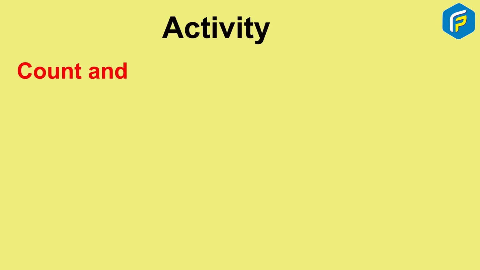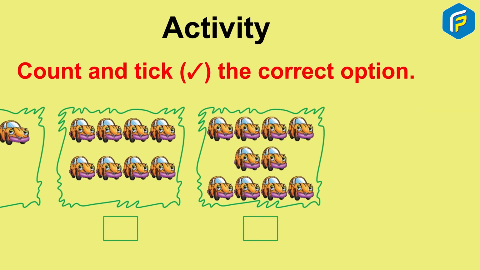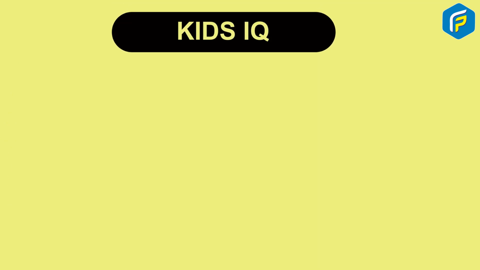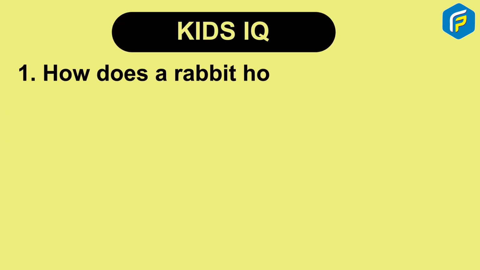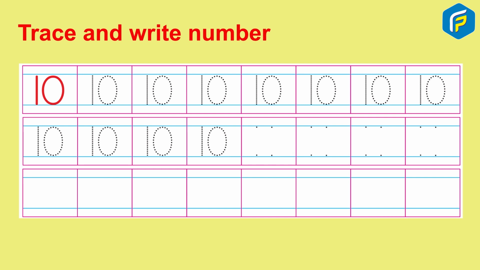Activity. Count and tick the correct option. 7 dolls, 5 cars, 4 rabbits. Kids IQ. 1. How does a rabbit hop? 2. How many wheels are there in a car? Trace and write the number 10.